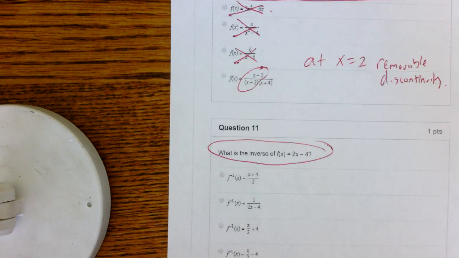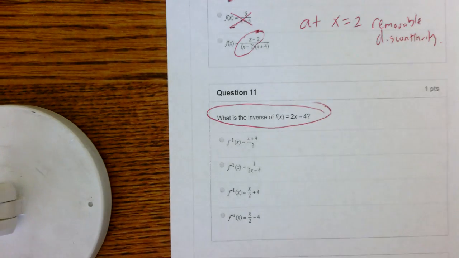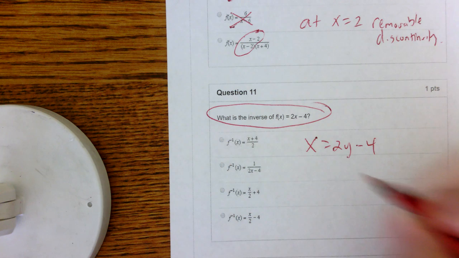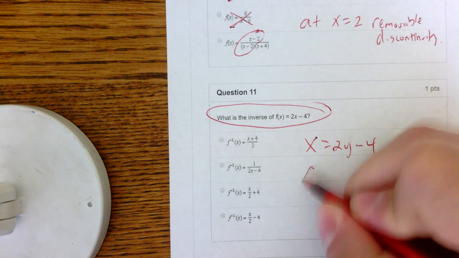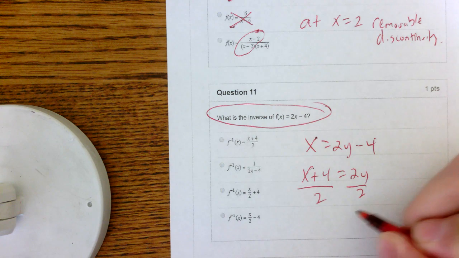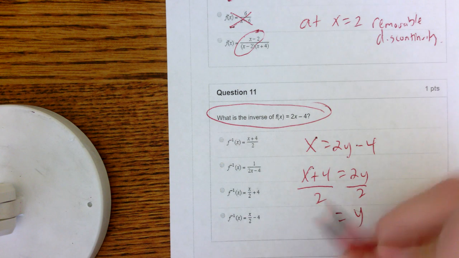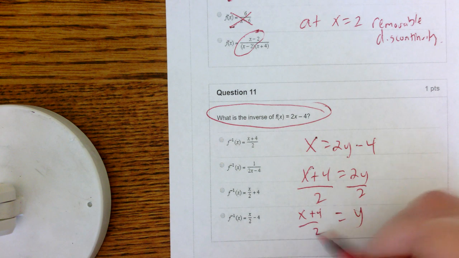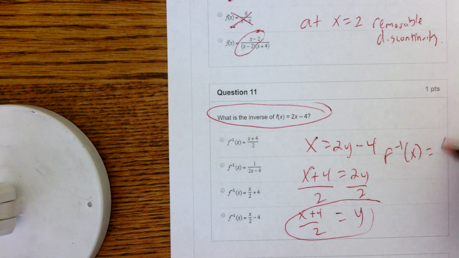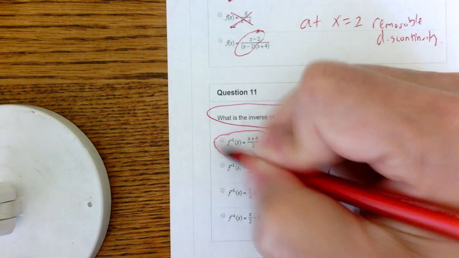Number 11, find the inverse. So the first step to find the inverse is switch x and y, and then solve for y. So we're going to add 4 and then divide by 2. So y equals x plus 4 over 2. We would write the inverse as x plus 4 over 2, which is A.